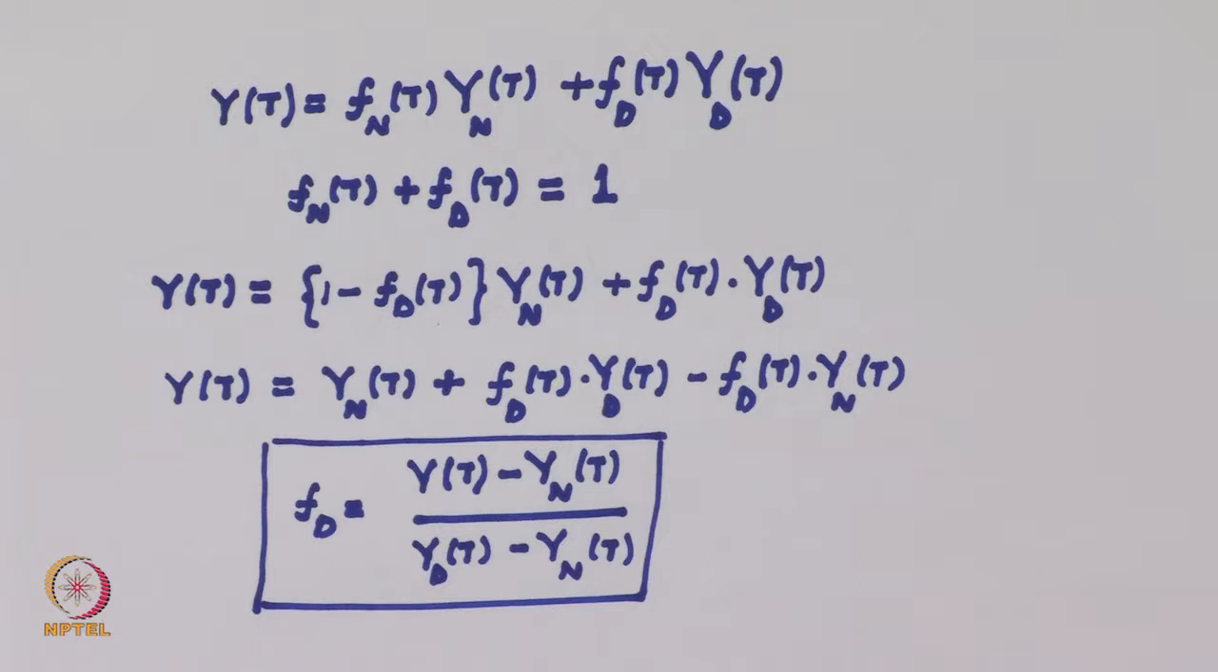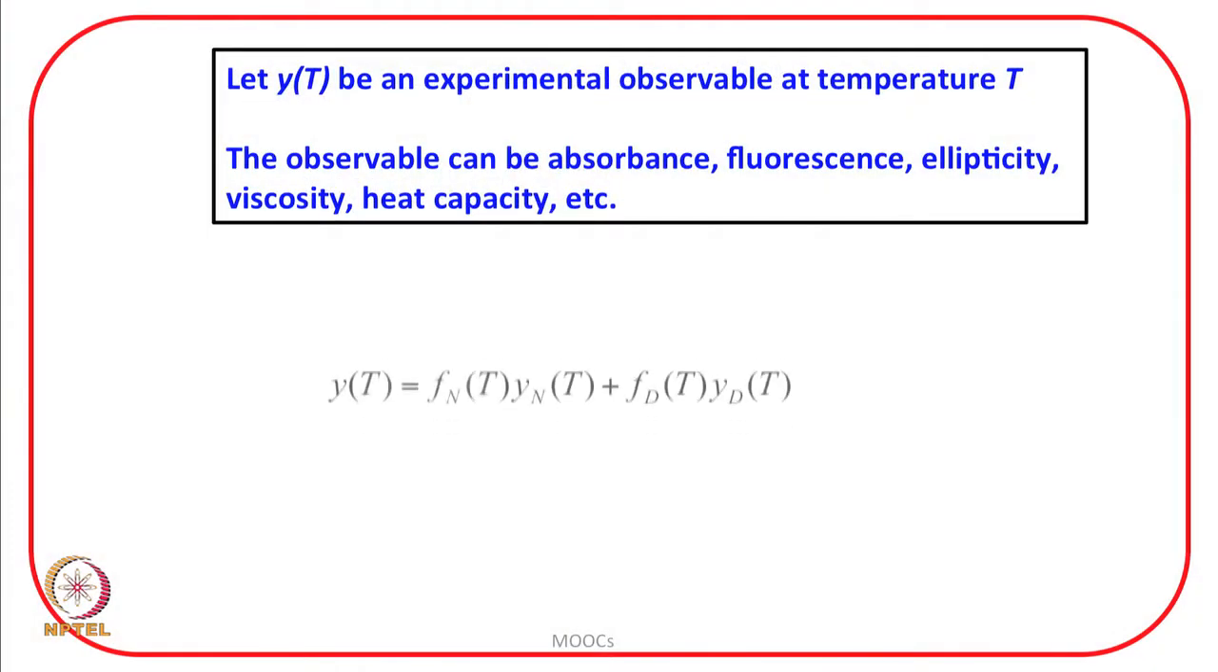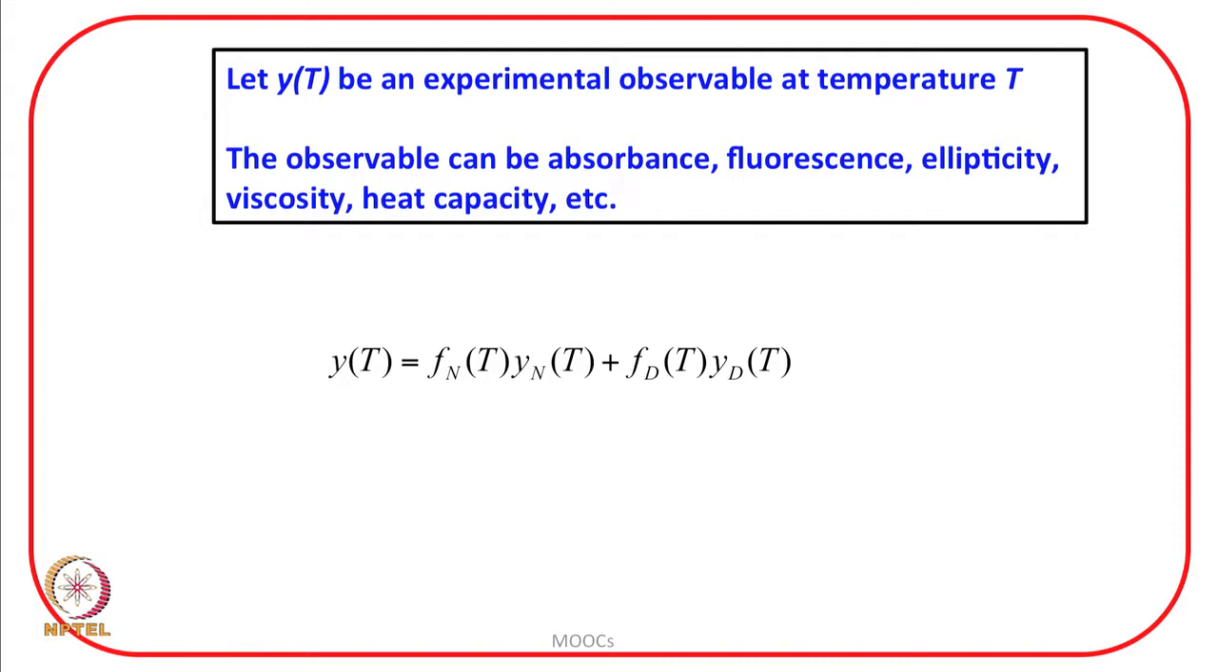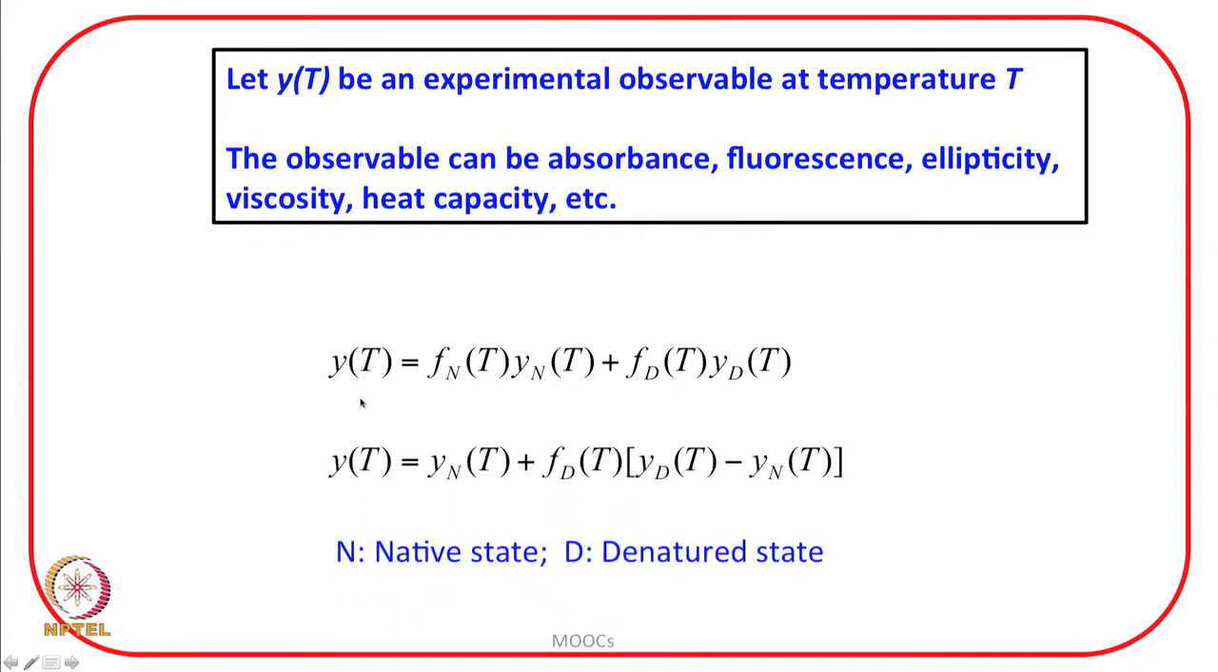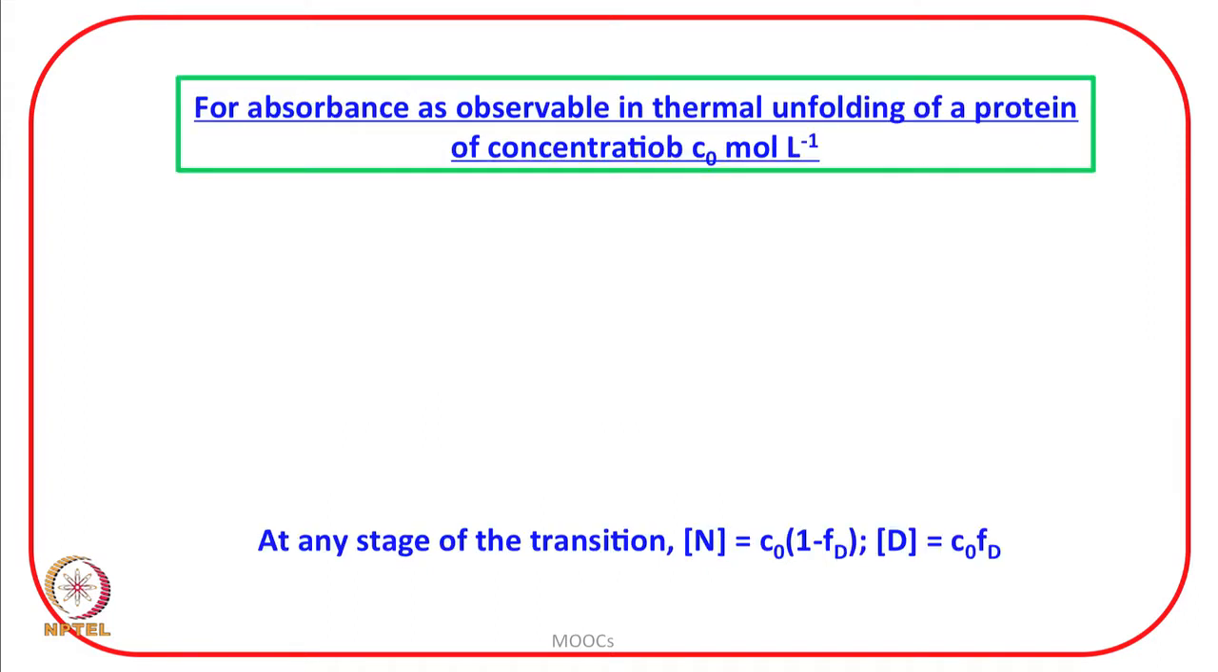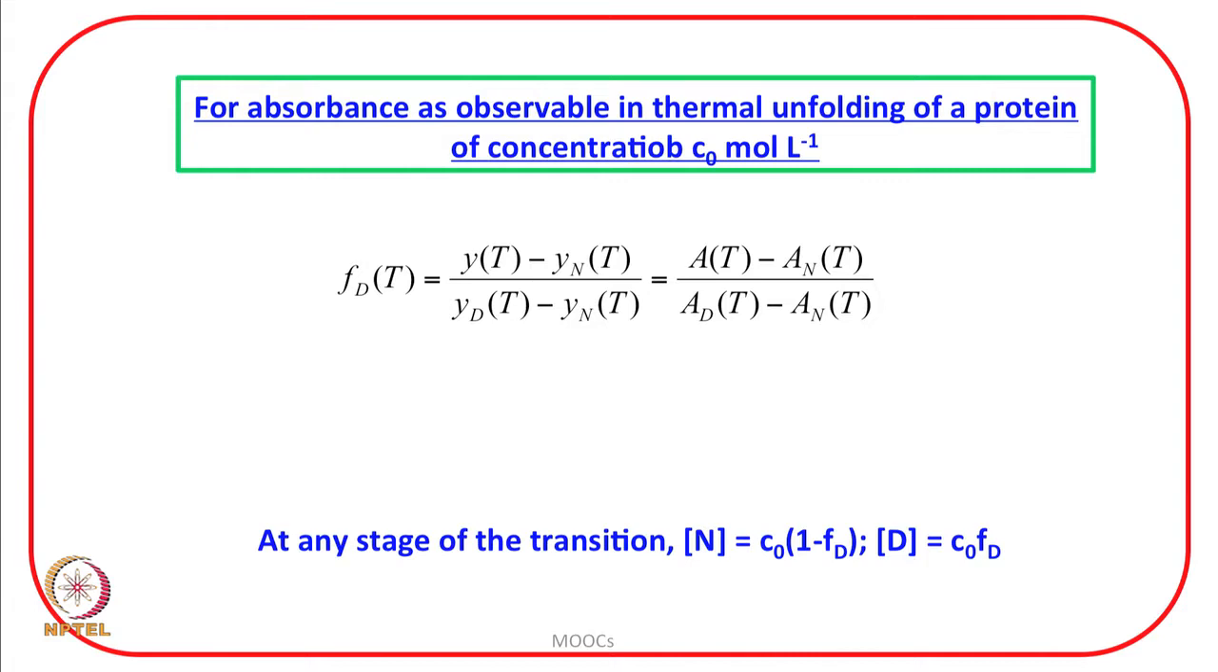Now, let us go to the slides. What we discussed is that we can express the observable property at any temperature, and by suitable rearrangements, we get this expression: Fd is equal to Yt minus Yn at temperature T over Yd at temperature T minus Yn at temperature T. And as we discussed earlier, this Y can be absorbance, fluorescence, ellipticity, or any observable property.